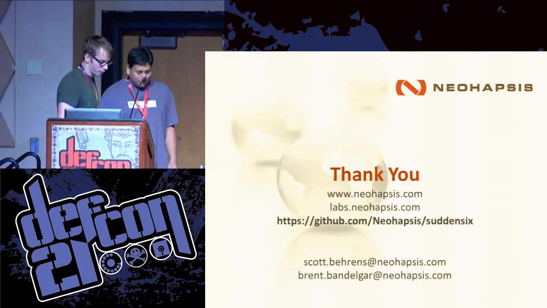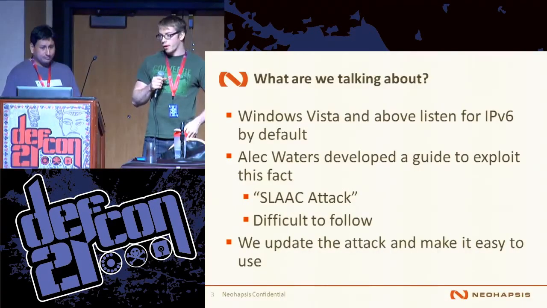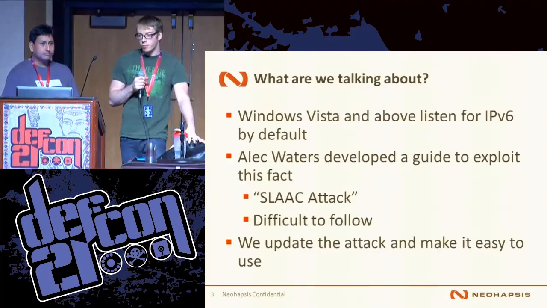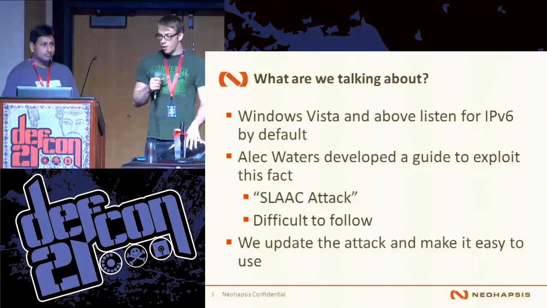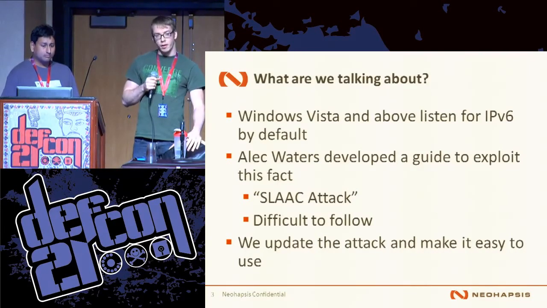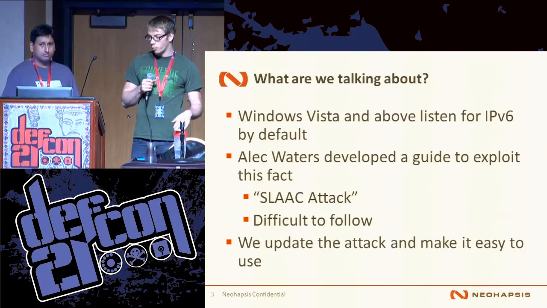All right, thanks. So, this is known as a Slack attack. Systems like Windows Vista and Windows 7 listen to IPv6 by default, and a buddy of ours, Alec Waters, developed a guide to exploit this fact. It's known as a Slack attack, and we'll walk through a little bit how that attack works.